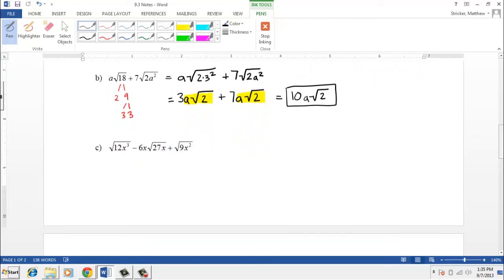And we have one more problem here. Last one is going to be, again, a similar type of concept. Think about how to factor 12. 12 is 3 times 4. 4 is 2 times 2. 27 is 3 times 9. 9 is 3 times 3. And of course, we know the square root of 9 for that last one. So if we wanted to rewrite it, the first term is 3 times 2 squared.